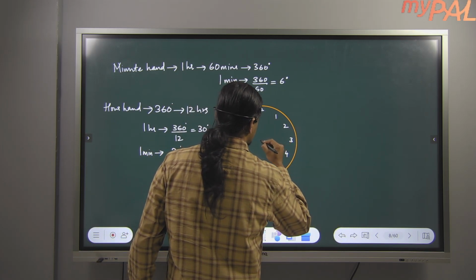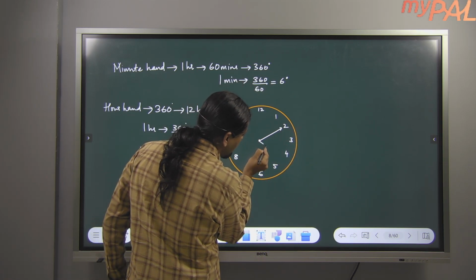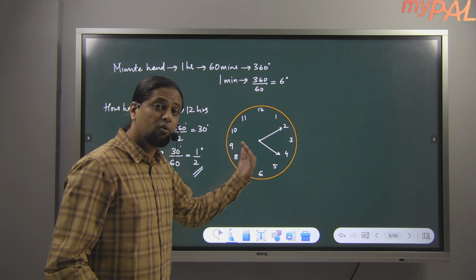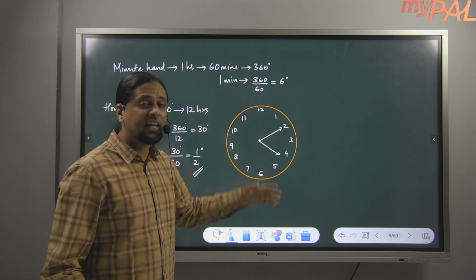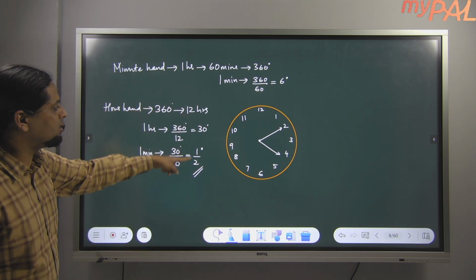So when the time is 4:10, is it obvious that the hour hand is exactly at 4? No, it's not at 4. It would have gone past 4, a little ahead of 4, because 10 minutes have passed. How far ahead has it gone? We use this information to find out the same.